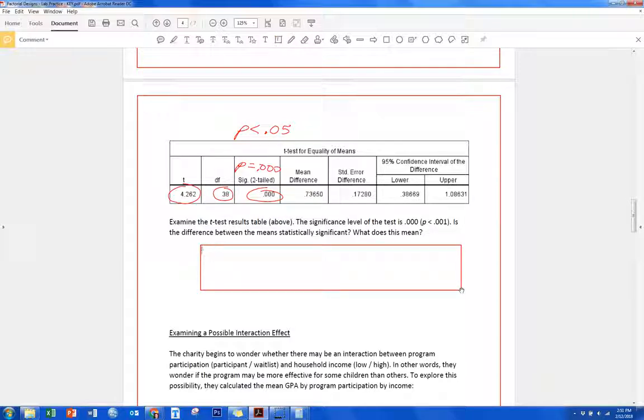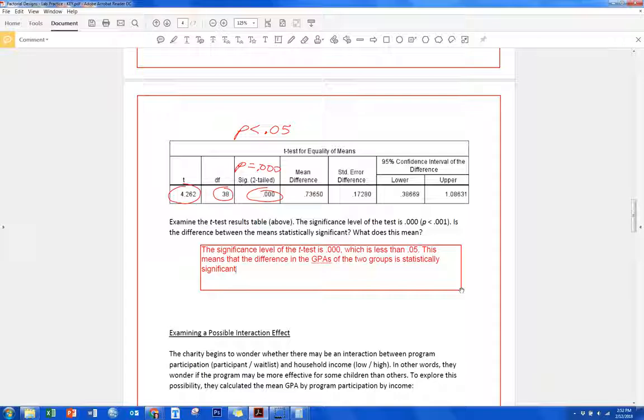The significance level of the t-test is 0.000, which is less than 0.05. This means that the difference in the GPAs of the two groups is statistically significant.